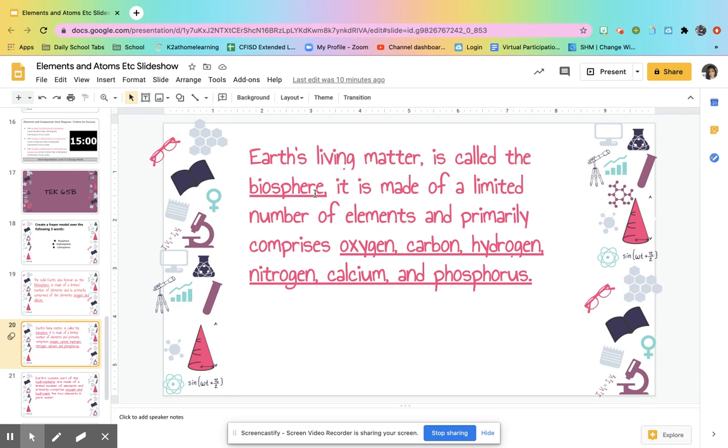Earth's living matter is called the biosphere. Everything that is living, like us, animals, and so forth, is considered the biosphere. It's made up of a limited number of elements and primarily comprises oxygen, carbon, hydrogen, nitrogen, calcium, and phosphorus. So all six of these elements basically comprise your biosphere.